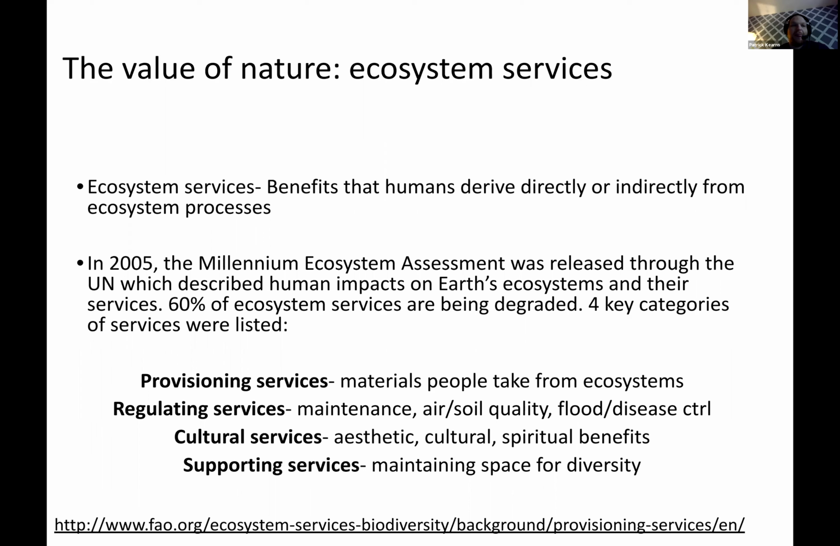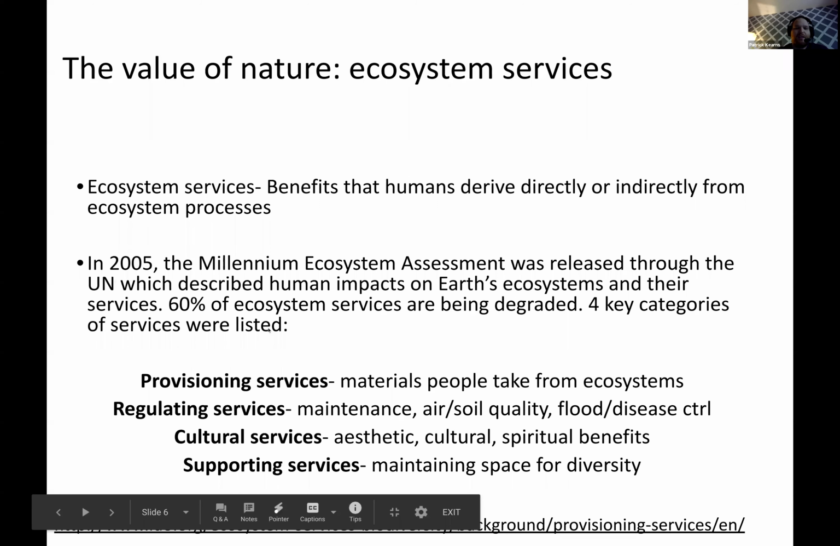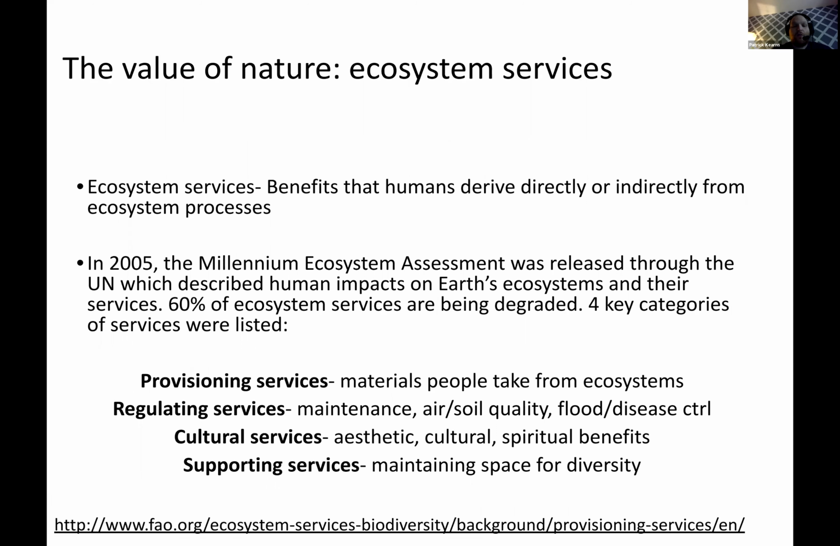These ecosystem services were broken up into four major categories in 2005 by the Millennium Ecosystem Assessment through the United Nations. One of the sad things that came from this 2005 assessment was that 60% of all ecosystem services across the planet are being degraded. The four categories they really focused on and clearly defined, which we're going to focus on for the remainder of this lecture, are provisioning services, regulating services, cultural services, and supporting services.